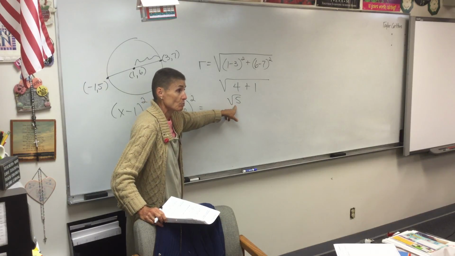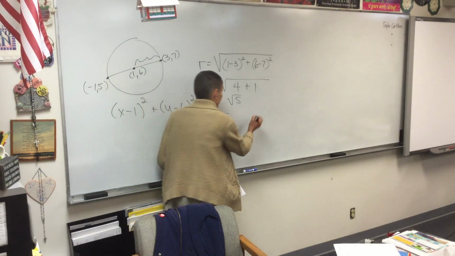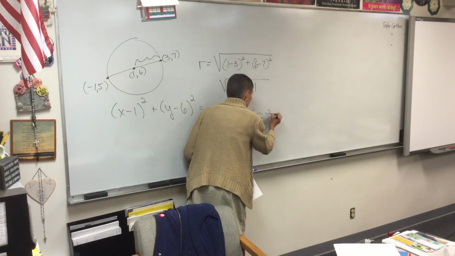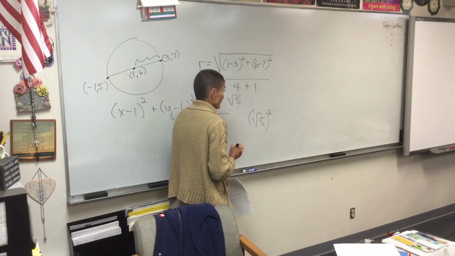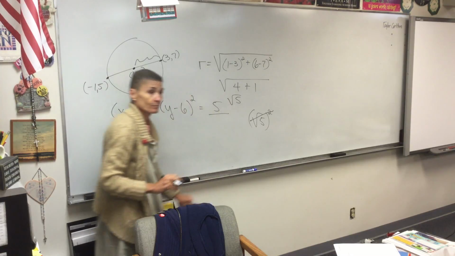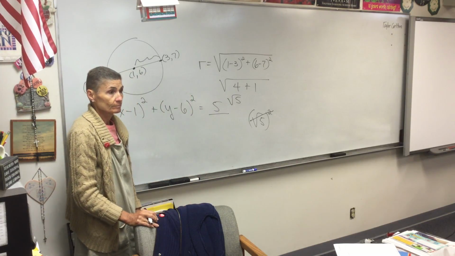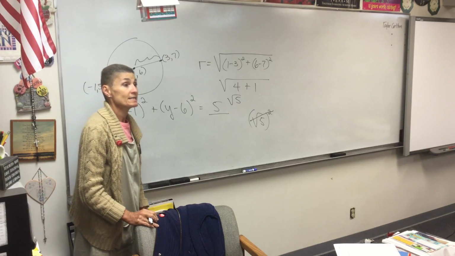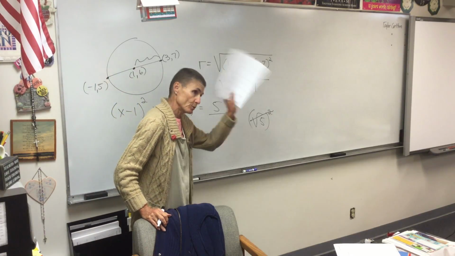So what happens when you take root 5 and squaring? These cancel, right? And you just get 5. When you square a square root, the root disappears.